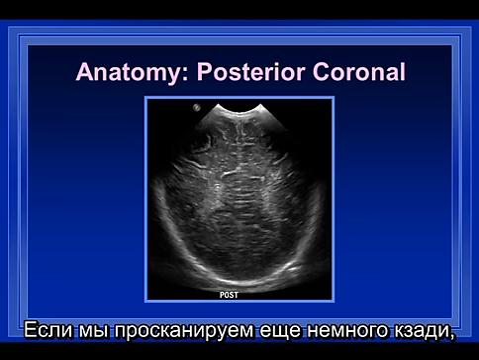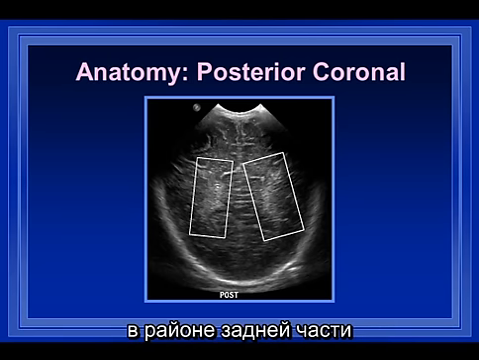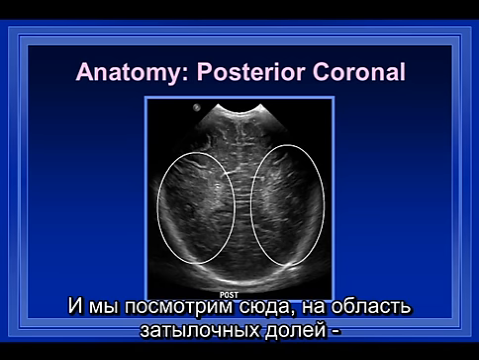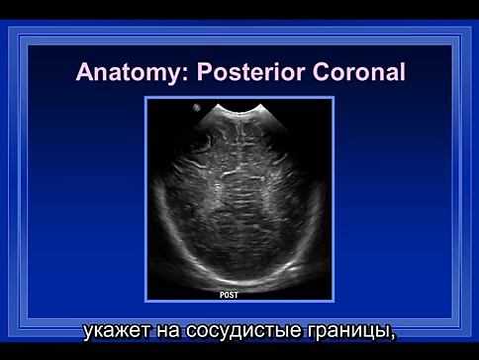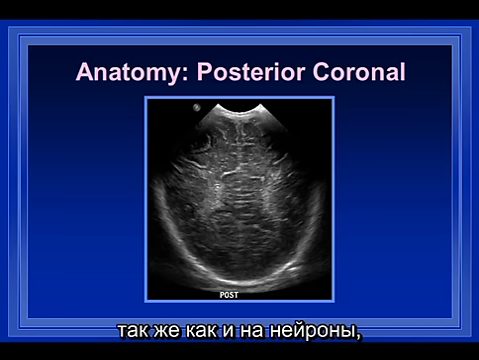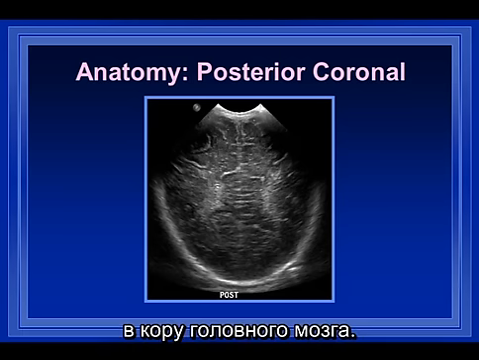As we look a little bit more posteriorly, we see the periventricular blush around the posterior portions of the brain. And we're looking here at the occipital lobes. The periventricular blush represents vascular markings as well as neurons that are coursing from the deep white matter to the cortex of the brain.